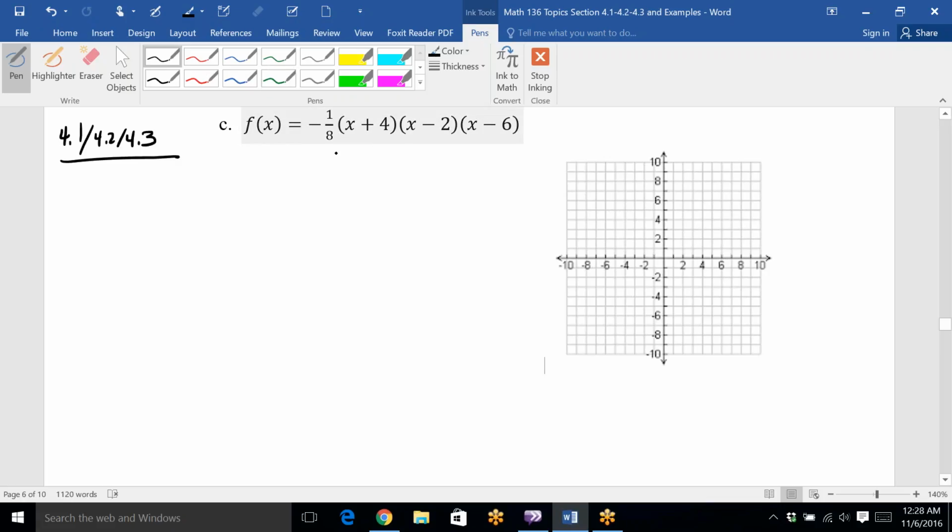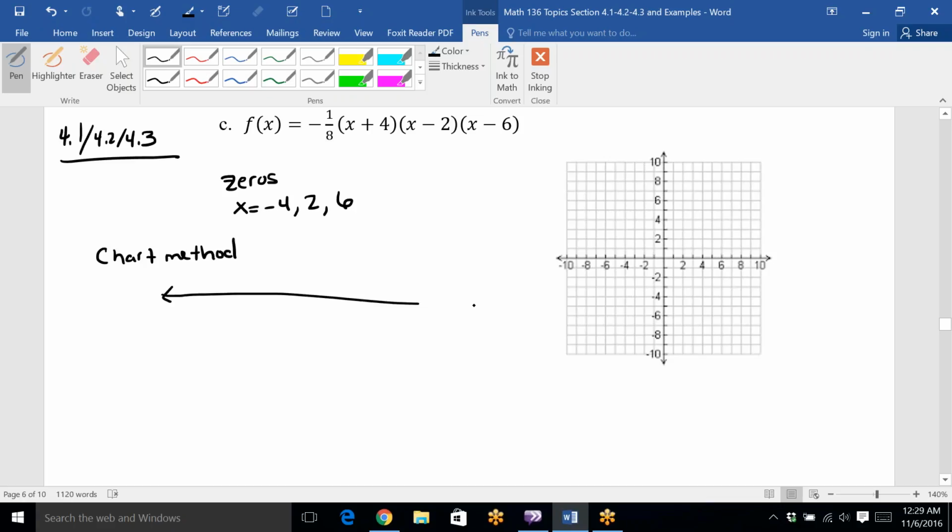First thing is this one's already factored, so we can go ahead and list our zeros, which would be a -4, a +2, and a +6. Just imagine setting each of those to 0. If we use the chart method, we would then place these on the number line from least to greatest.